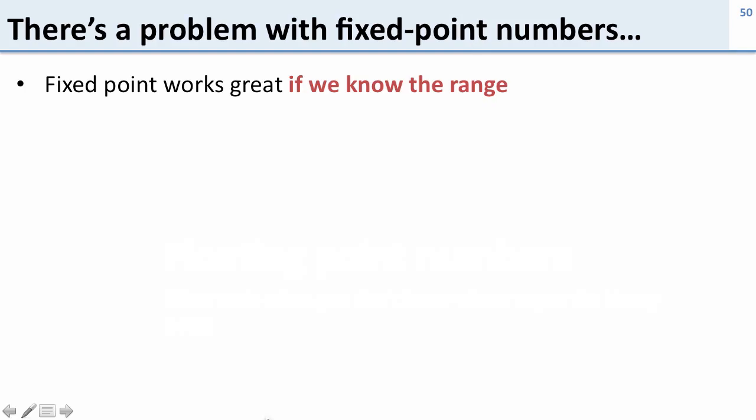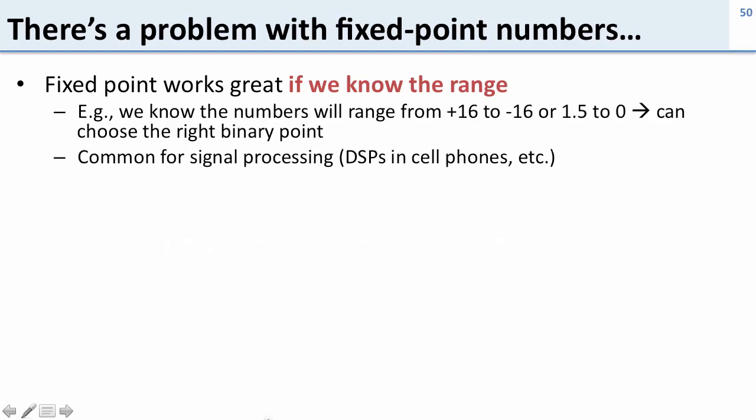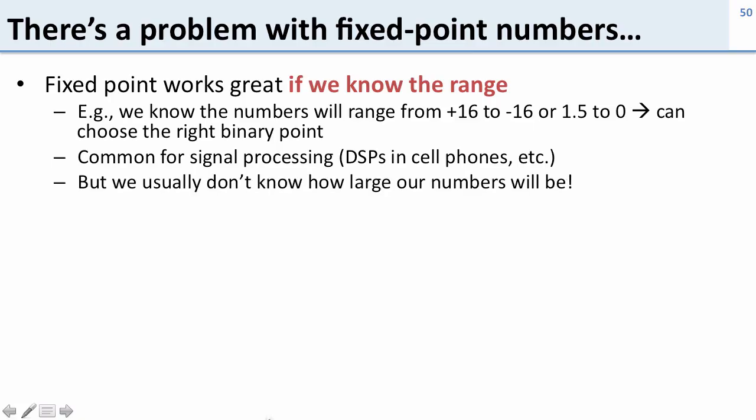So fixed point works great if we know the range. So if we know the range of the number, we can choose the right binary point. As we said, this is great in applications that only do one thing, like cell phones, where you're only talking to the base station and encoding signals to send back and forth, but most stuff doesn't know how to do that. For example, if you're processing an image, you don't know if the values in the image are going to be bright or dark, or if you're processing a movie, you don't know if there's going to be a lot of motion or very little motion. So floating point solves this.